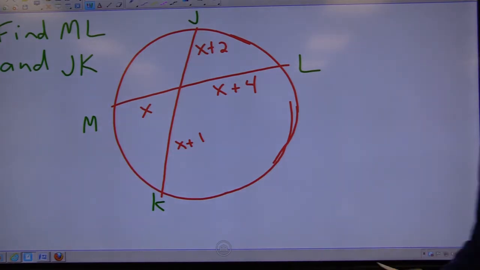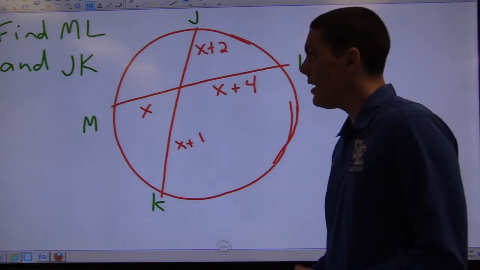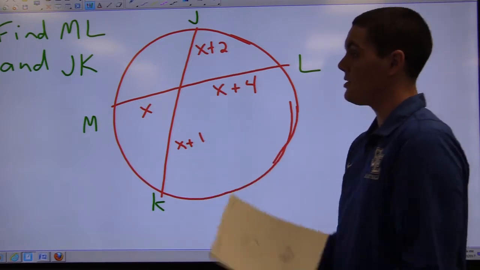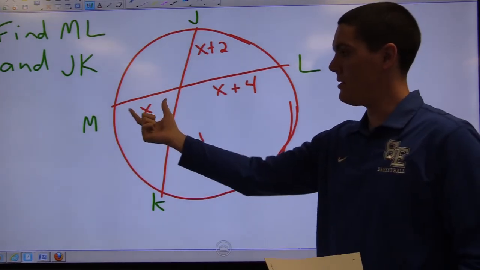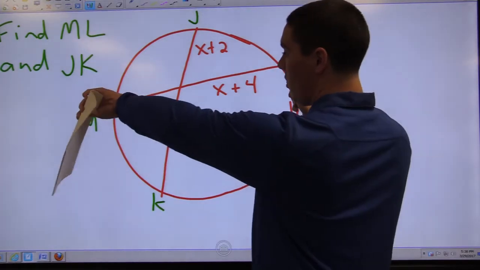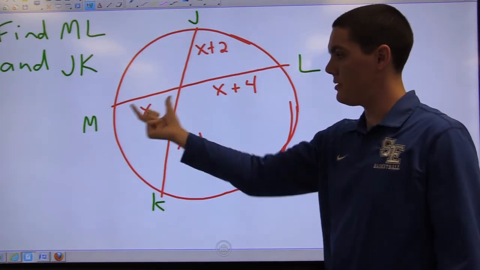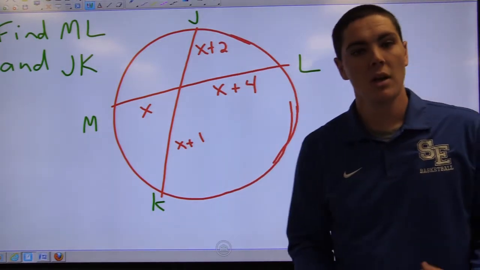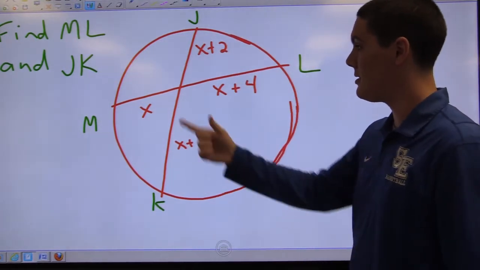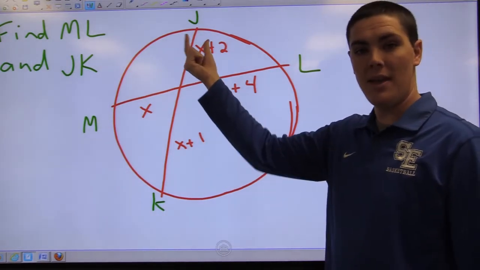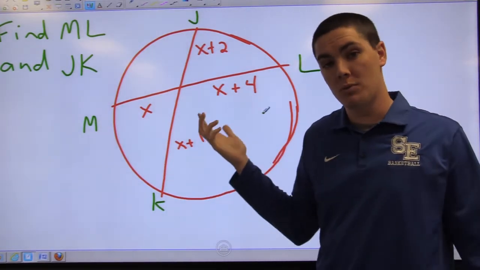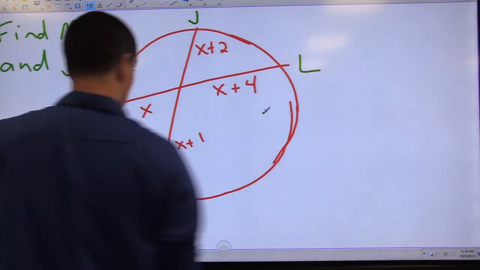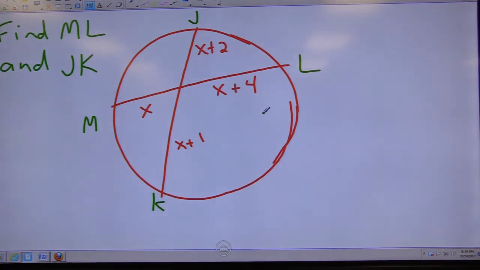The theorem that we just talked about said that if we have two chords intersecting inside the circle, then we can take each of these pieces. For example, this chord right here, ML, is cut into two separate pieces, and same thing with JK. If I take the product of those pieces, this times this, that has to equal this times this. That's what we're saying in this theorem. So let's get started. We're going to try to set up an equation to solve for x.